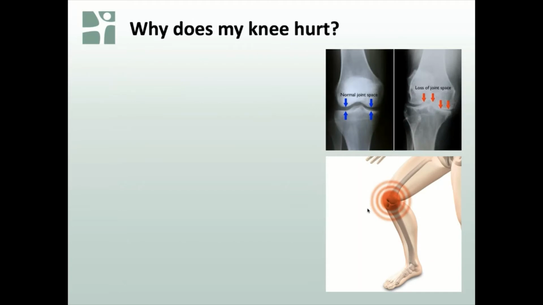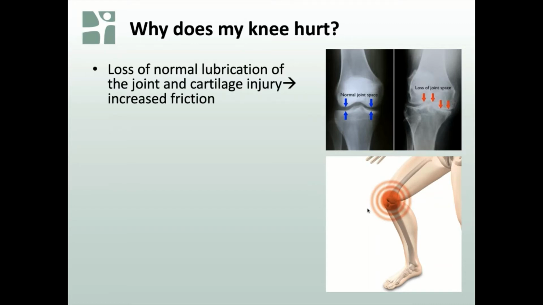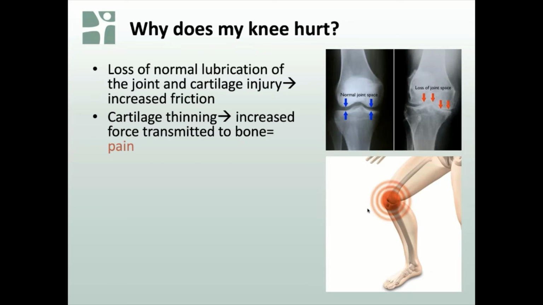So, a good question is, why do some of these chronic conditions of the knee, why do they actually hurt? So, again, we mentioned some of the special properties of cartilage. When we lose some of those normal functions, including normal lubrication of the joint, and then the injuries to the cartilage, which we saw in those photos, that can lead to increased friction. When the cartilage is thinned, that leads to some increased transmission of forces to the bone on both sides of the joint in the femur and the tibia, and that can cause pain.